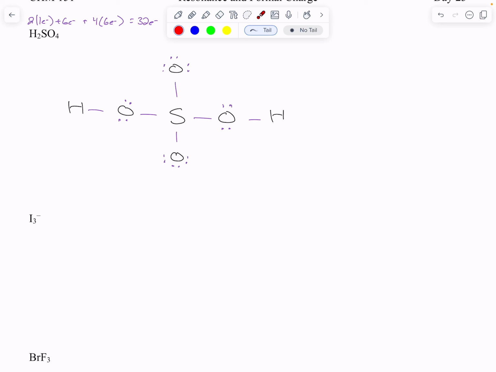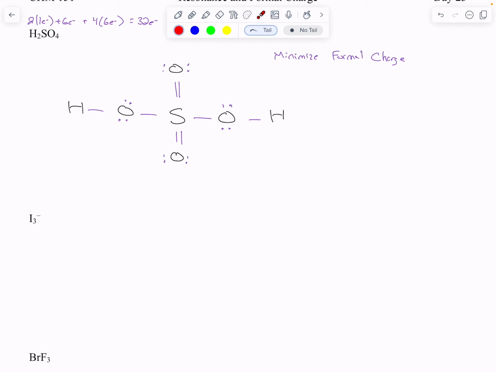Here's how we can minimize formal charge. If I do that and that, what happens to the formal charge? Sulfur now has 6, brought in 6, happy. Each oxygen has 6. So now the formal charges are 0. But now sulfur is violating the octet rule.